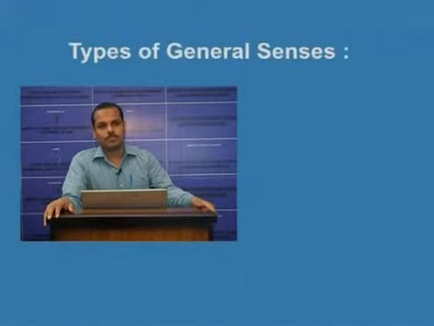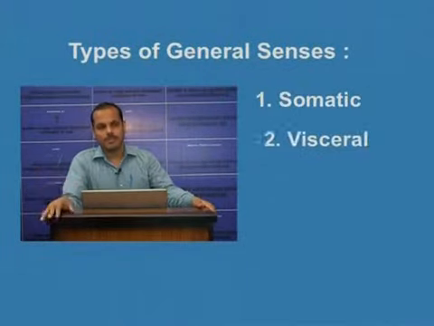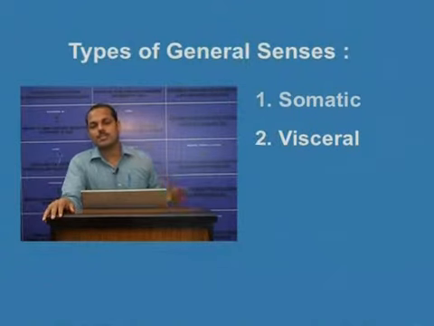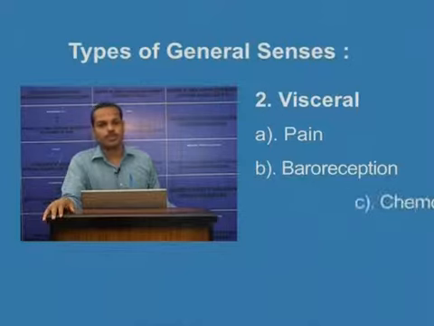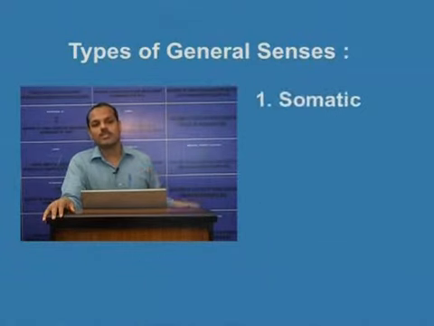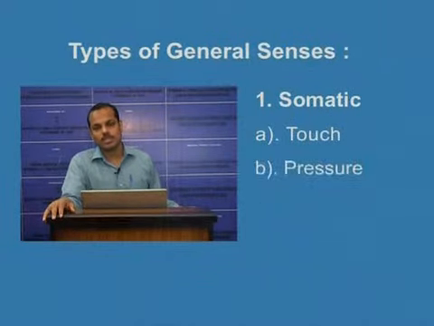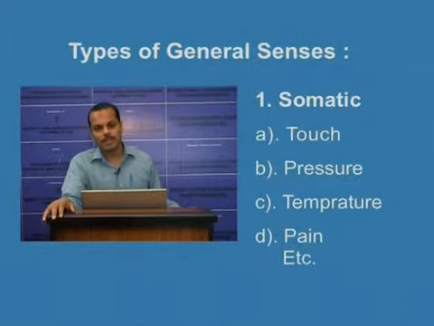All of us know that there are 4 special senses. These are vision, audition, gustation and olfaction. The general senses can be divided into two: somatic and visceral. Visceral general senses include pain, baroreception and chemoreception. Somatic general senses include touch, pressure, temperature, pain, etc.